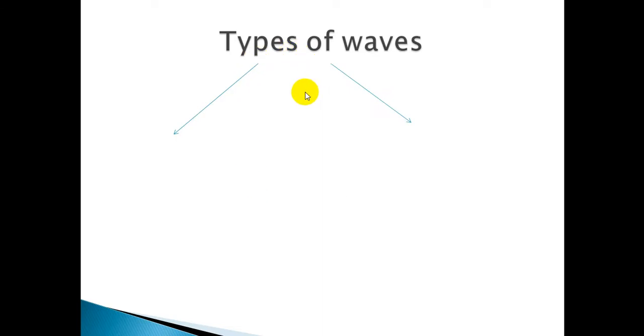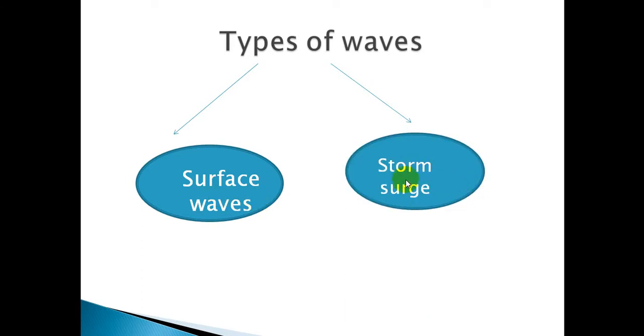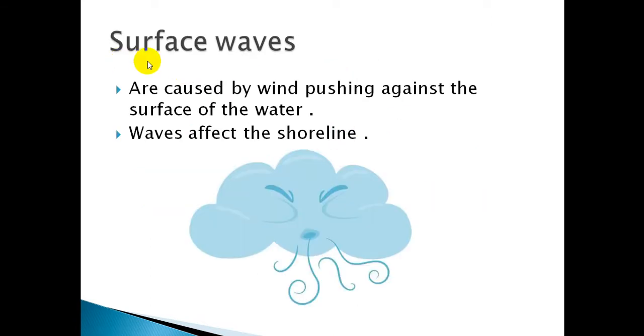Types of waves. We have two types of waves. The first kind is called surface waves, and the second kind is called storm surge. We will know the difference between them in the next slide. So let's start with the surface waves.